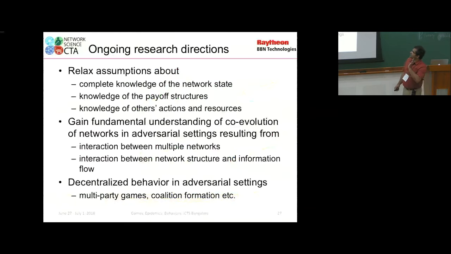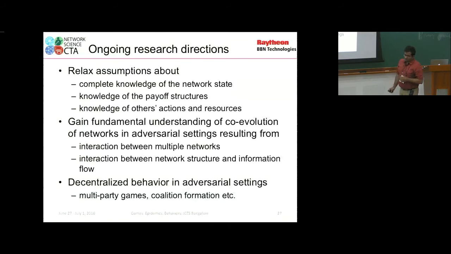Okay, so this is the last slide. Where do we want to go from here? So far we have assumed complete knowledge of network state. So it's like just two parties, both parties know what the network state is, and they can exactly observe who is adding what, et cetera. They also have knowledge of the payoff structures, and of others' actions and resources. So we would like to relax these.